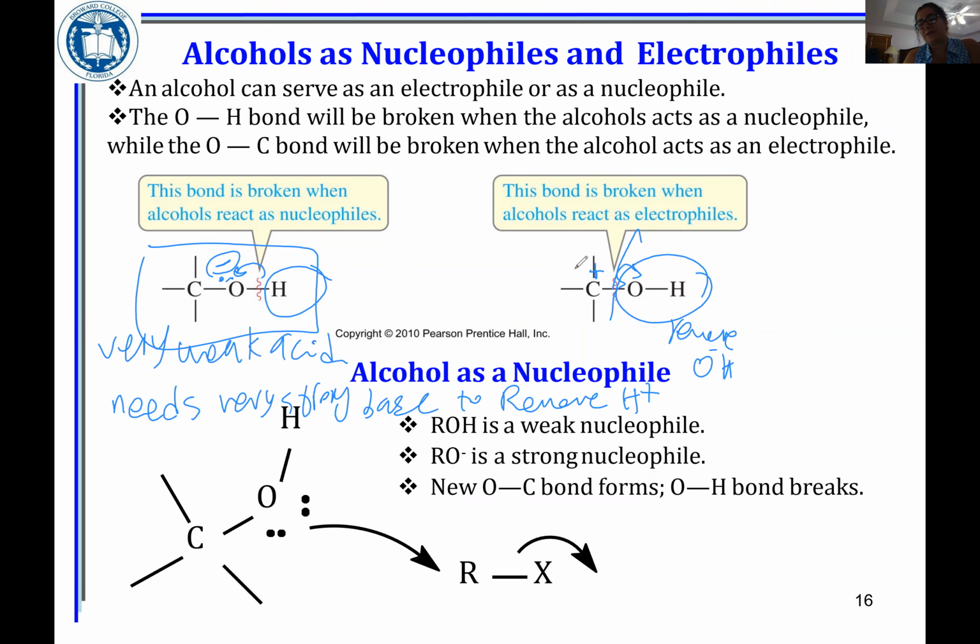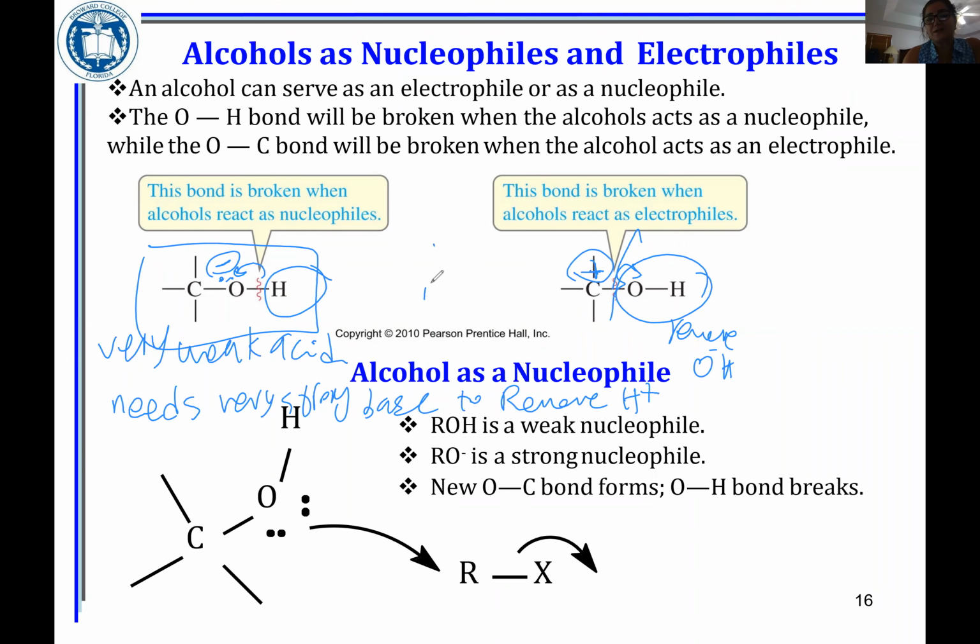Carbocation is carbon with a positive charge. If carbon has a positive charge already, it is not a nucleophile. If carbon has a positive charge, what is it looking for? Something with a negative charge. What is that something with the negative charge? An electron. So if the carbon is positively charged, it is known as an electrophile.